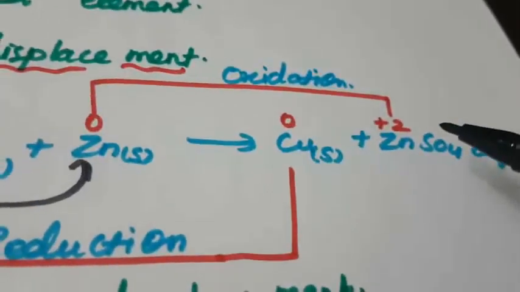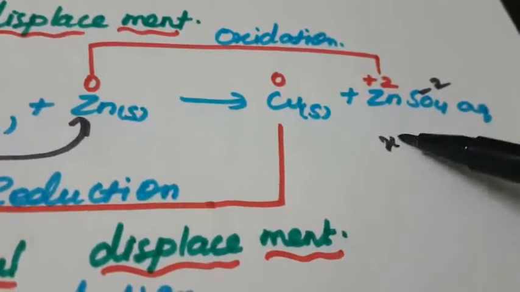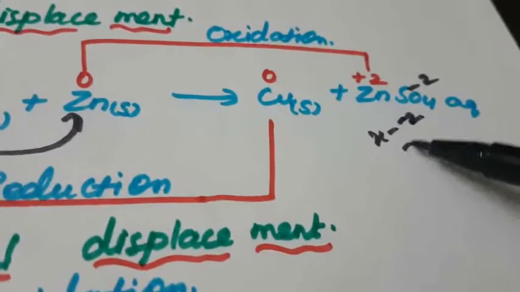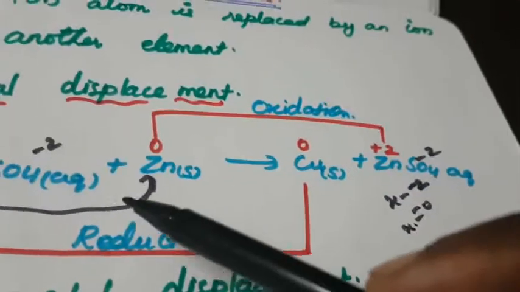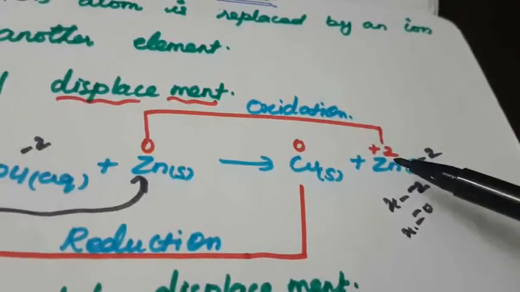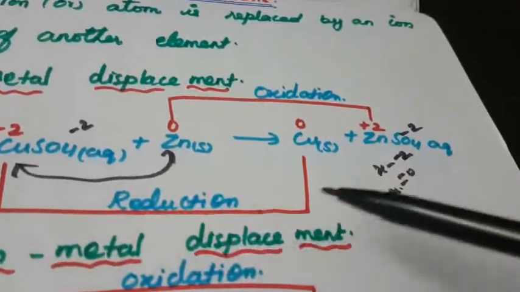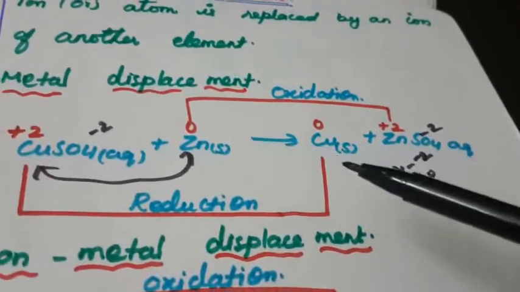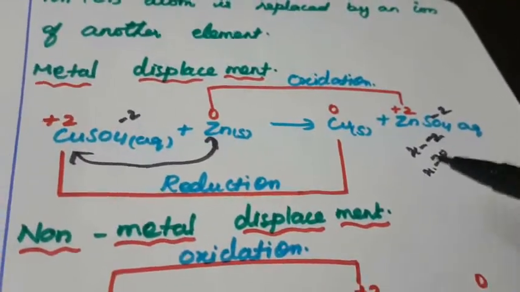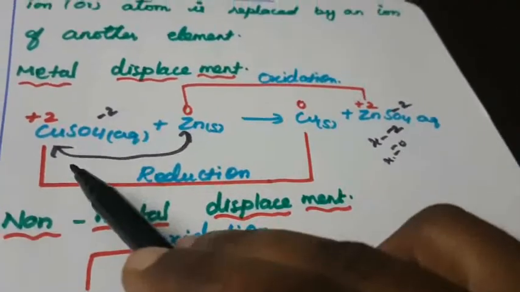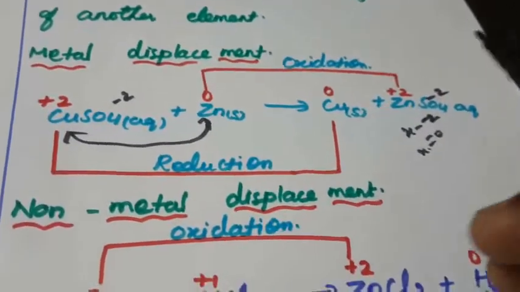The sulfate I already told, the sulfate oxidation number is minus 2. X minus 2 equal to 0, X is equal to plus 2. So I am writing here, that is plus 2. 0 will be increased, the oxidation number will be increased. So that is oxidation. Here copper sulfate plus 2 will be reduced into 0. So that is another example, metal displacement. During the electrolytic reaction, the zinc will be replaced by this copper. So copper will be regenerated. Okay, so this is another one.